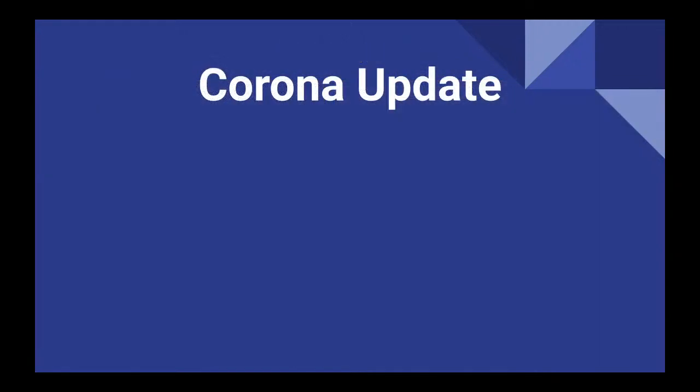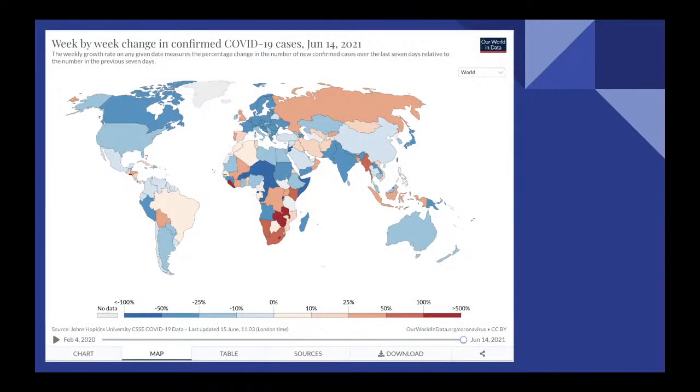Okay, so the corona update. This is the corona situation over the last week. Many of the countries, for example the US or Europe, improved a lot. Even including India, they improved a lot. In Asia, Malaysia, Singapore, Thailand, all of them improved. Russia and other countries like South Africa and Brazil deteriorated.